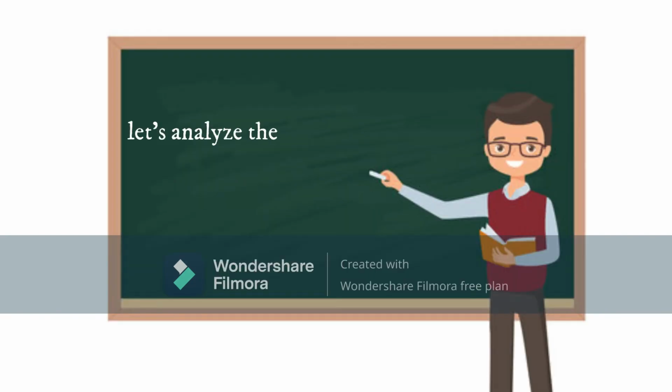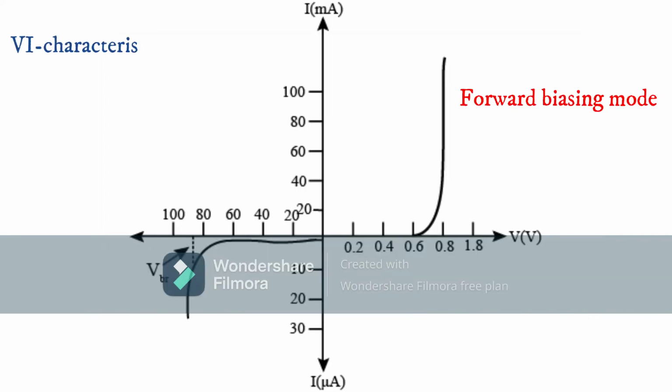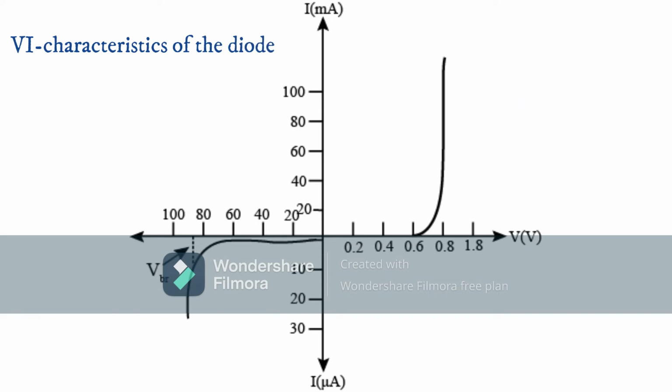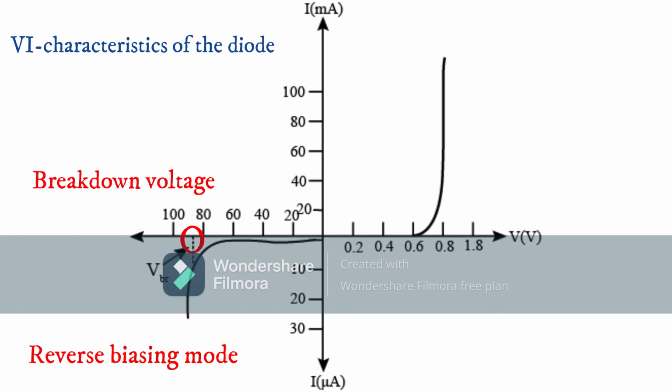Now let's analyze the VI characteristics of the diode. In this section, the forward biasing mode of the diode, you can see that as soon as the voltage level increases above the internal voltage barrier, there is a sudden change in the waveform. This represents the flow of current in forward biasing mode. This region represents the reverse biasing region. Here we need to give a large amount of voltage in the reverse direction to turn it on or to break down the depletion layer. This point is called the breakdown point.